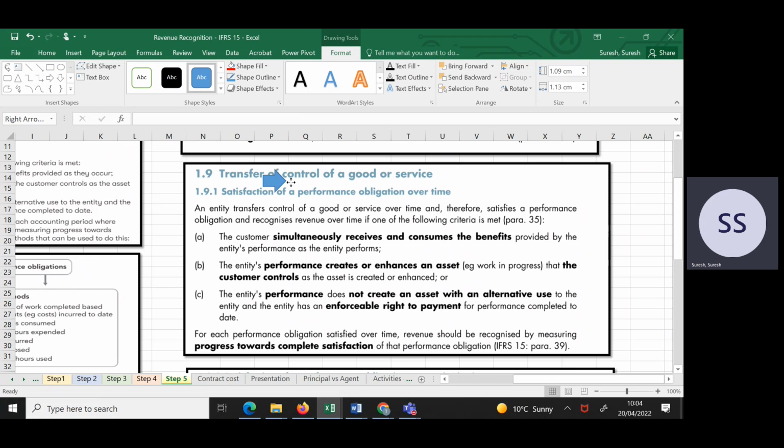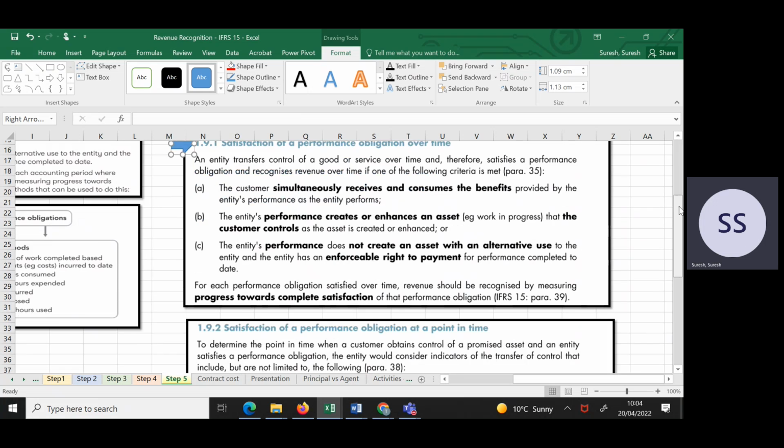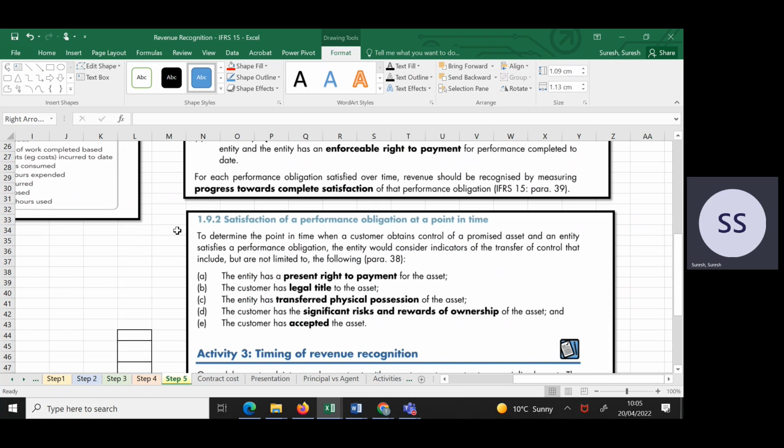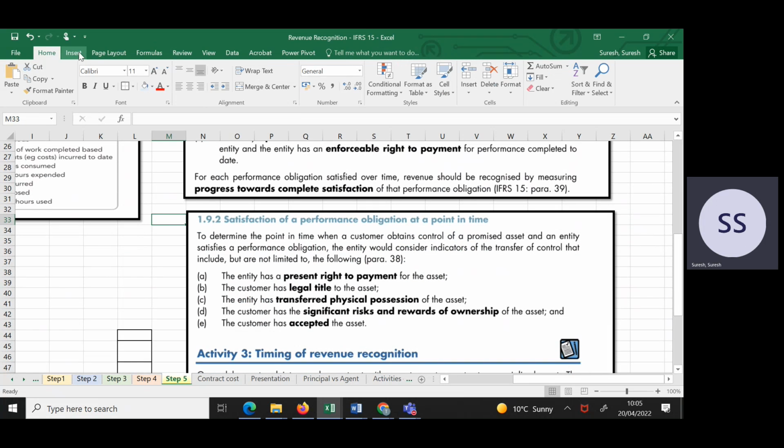The first one here, satisfaction of performance obligations over time, like I explained to you, completing a building. Let's come back to that in a minute. And then the other one, which we have just looked at, satisfying the achievement of control at a point of time. That means the performance obligation is considered satisfied at a point of time.